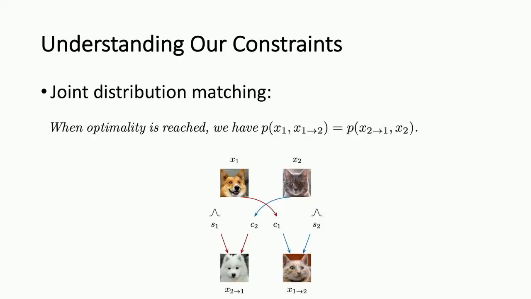Also, for joint distribution matching, suppose we have two generators, which define two conditional distributions. One is P X2 conditional on X1, and another is P X1 conditional on X2. These two conditional distributions, together with the original data distribution, define two joint distributions. And our constraints, if properly optimized, will force the two joint distributions to match each other.